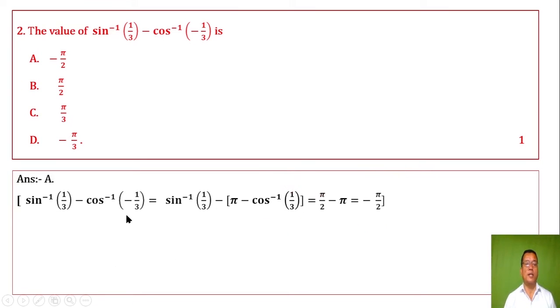Cos inverse of minus 1 by 3 is equal to pi minus cos inverse of 1 by 3. Using this formula, we get sine inverse of 1 by 3 plus cos inverse of 1 by 3, whose value is pi by 2, minus pi, that is minus pi by 2. Correct answer is A.